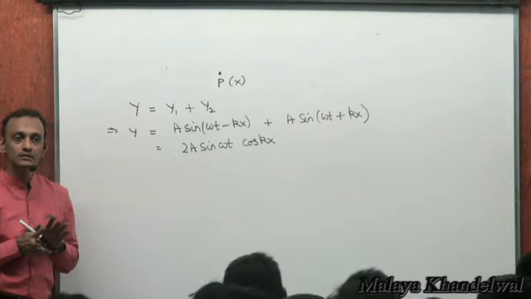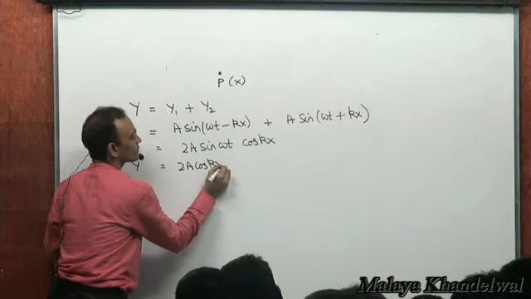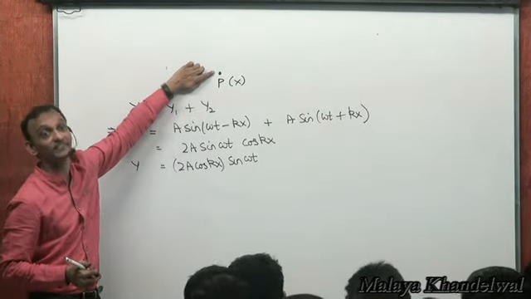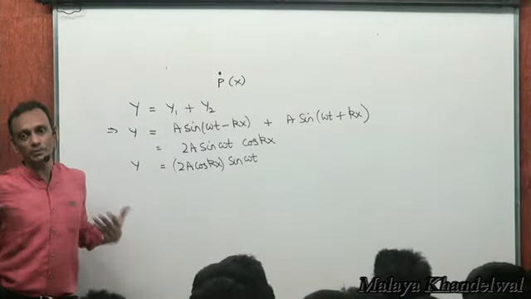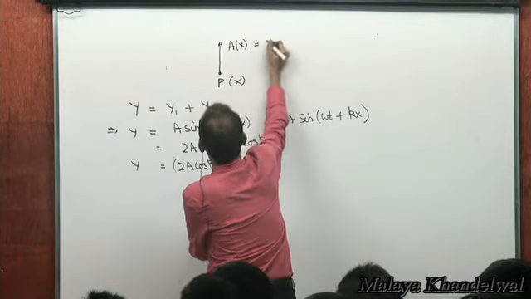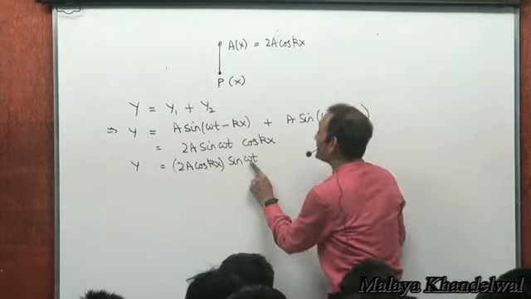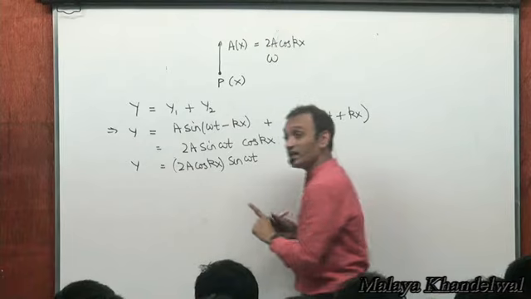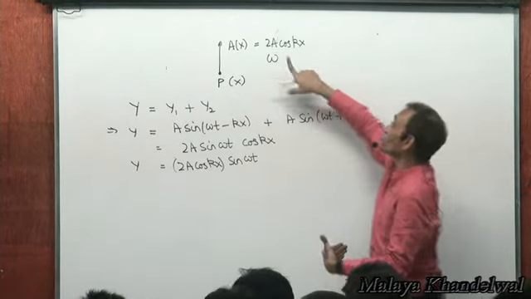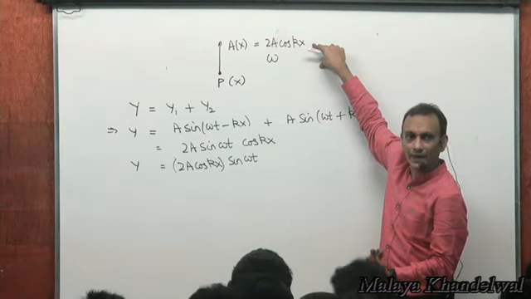2a sin omega t cos kx. Yes or no? Now, this could be written as 2a cos kx sin omega t. 2a cos kx sin omega t is the disturbance of this particle at x at various instants of time t. The way you can interpret this is, the particle at x has an amplitude which is 2a cos kx, and it has an angular frequency omega. Omega is the angular frequency which it inherited from the two superimposing wave trains. The particle at p now executes simple harmonic motion with angular frequency omega, but with amplitude 2a cos kx. That's the nature of motion exhibited by a particle at x.